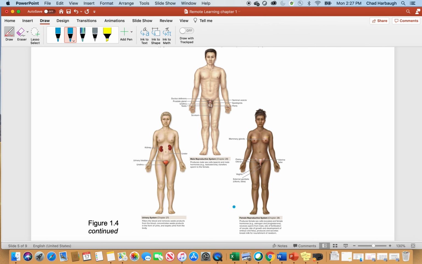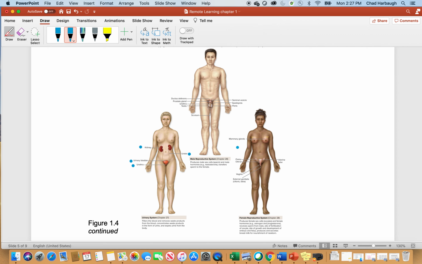Next would be the urinary system. With the urinary system, its main job is to filter the blood and remove waste products, and it does this by expelling urine from the body. The main structures that we see in the urinary system would be the kidney, the delivery mechanism of the ureter, storing in the urinary bladder, and released through the urethra.